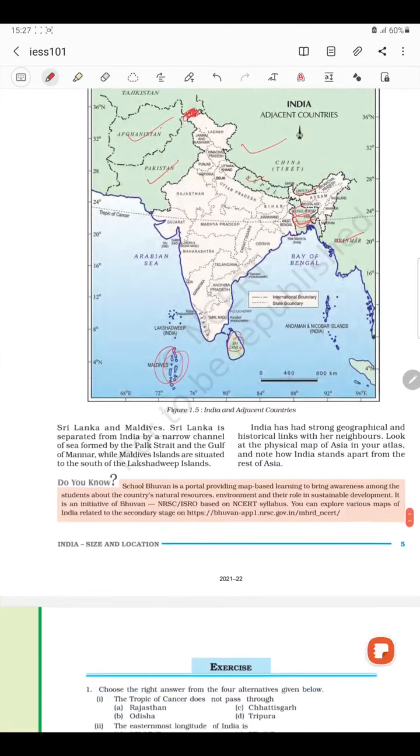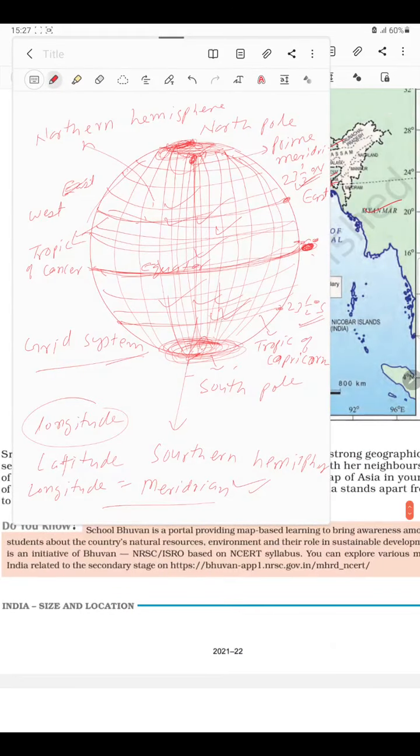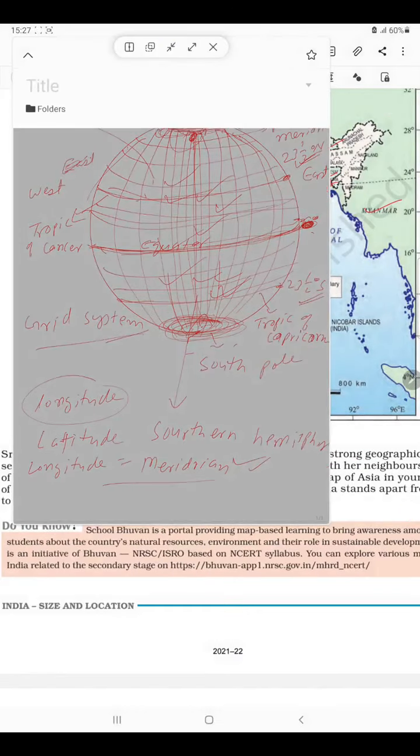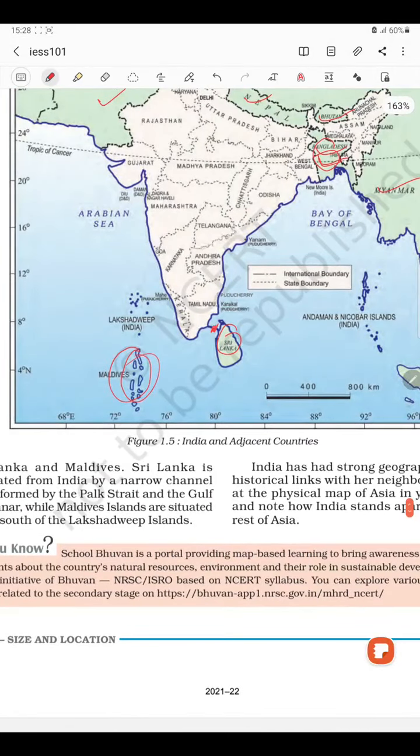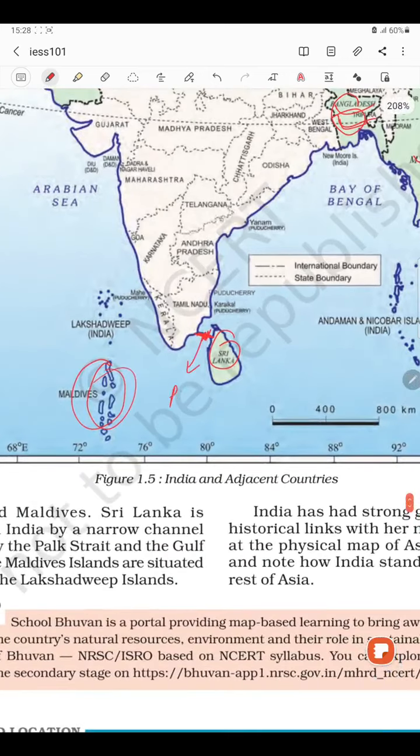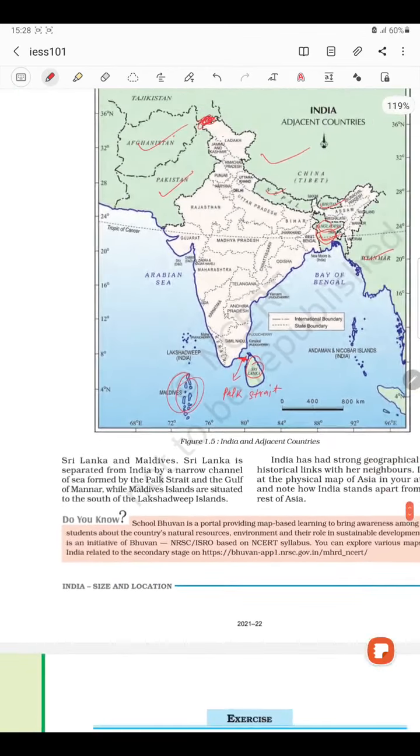Here is Sri Lanka, which is separated from India by a strait. A strait means a narrow passage of water. This is called a strait, and this strait is termed the Palk Strait. It separates Sri Lanka from India. Very important, remember this Palk Strait. The name of the strait between India and Sri Lanka is what? Palk Strait. Okay, remember that.